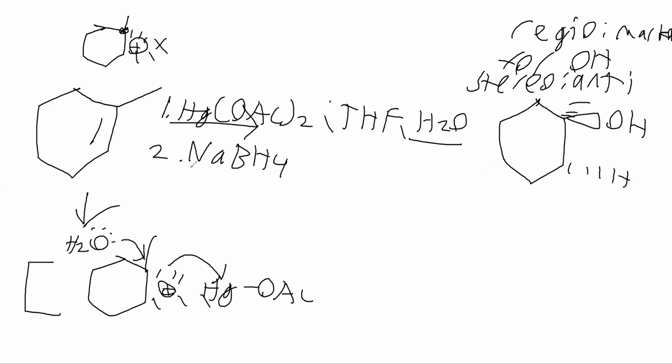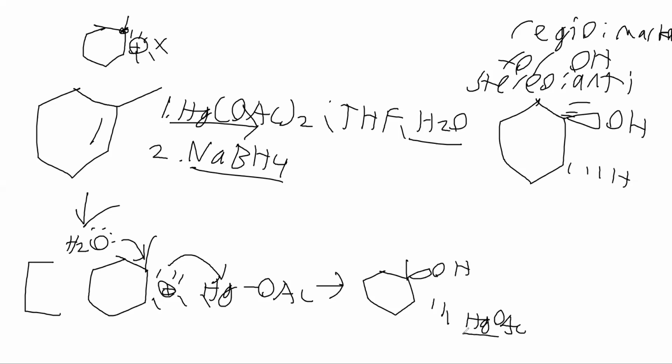And then the second step with the NaBH4 just turns, I'll go ahead and draw the other intermediate, but it just turns the mercury into a hydrogen and it stays with the same stereoselectivity. So that's why it's trans or anti. Again, you don't have to know that, but just for your information, if it helps you remember, then that's good.